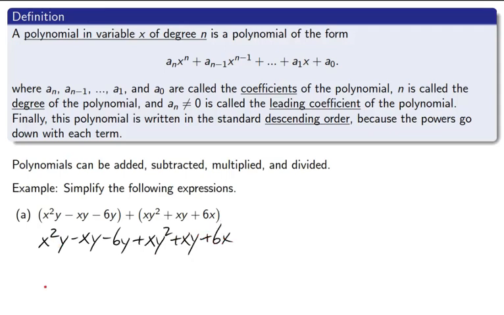Let's see, x squared y, we don't have another term like that. But we do have an xy squared, which is different from x squared y. The xy's actually add out. We've got a negative and a positive. We've got a negative 6y and a positive 6x. So all we did there really was just combine like terms.